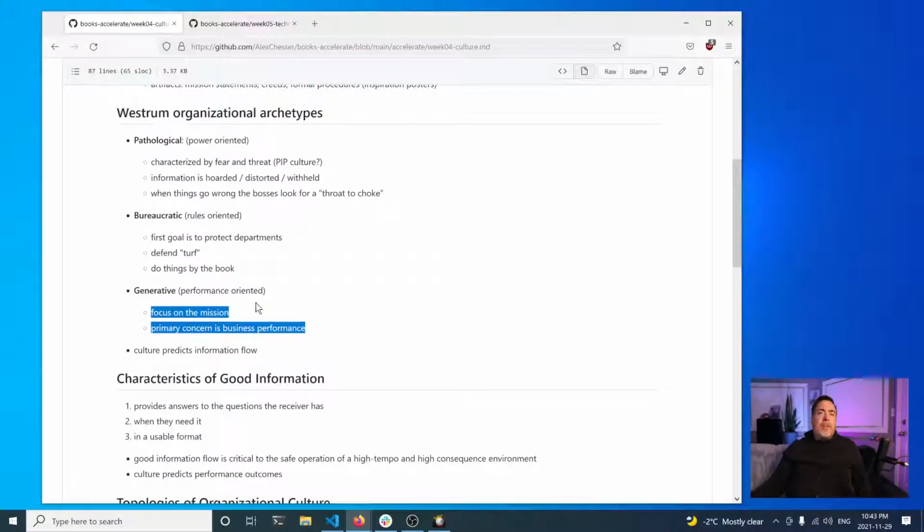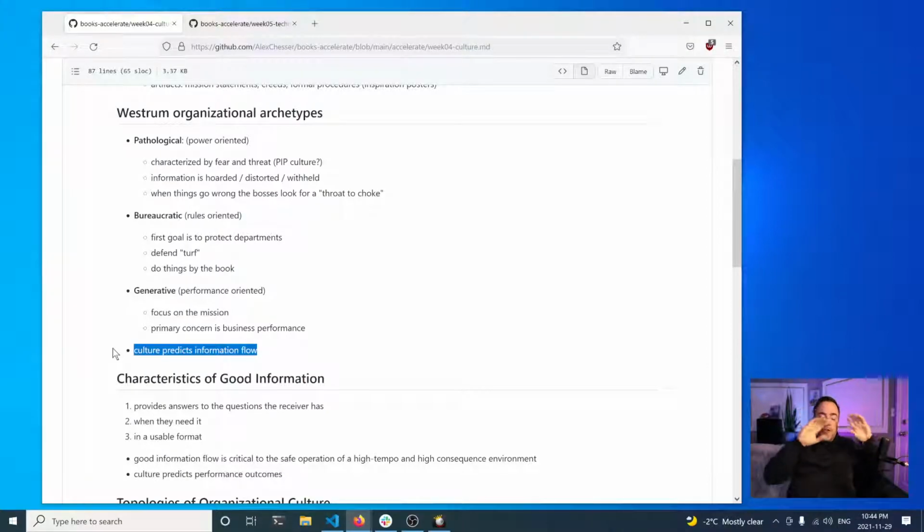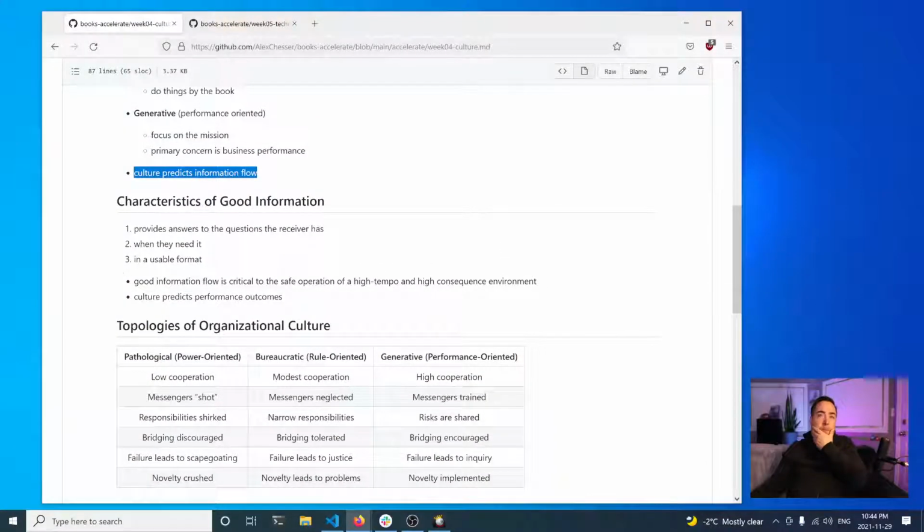So in the findings of the book or this Westrum fellow, they say that the culture of an organization predicts the flow of information. And so in these pathological and bureaucratic organizations, there may be blockers that prevent good information from moving around. So we move down and we look at something, and we'll talk about the characteristics of good information.